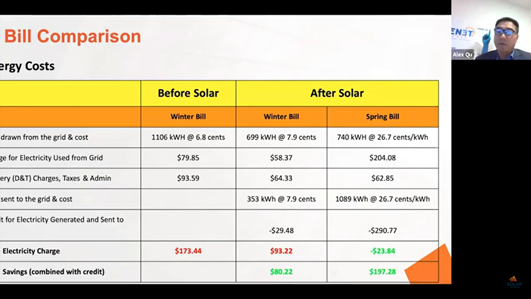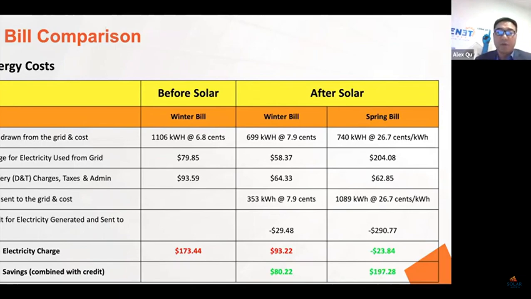So the after solar bill equals the amount of electricity drawn from the grid plus admin, transmission, distribution fees minus the credit for kilowatts of electricity sent to the grid, for a total of $93.22. So even in the winter, when solar production is low, this household is saving about $80.22 on their winter bill compared to the pre-solar winter bill of $173.44.